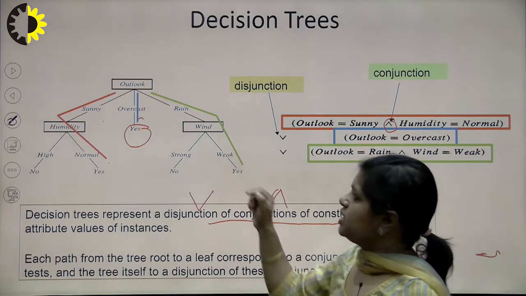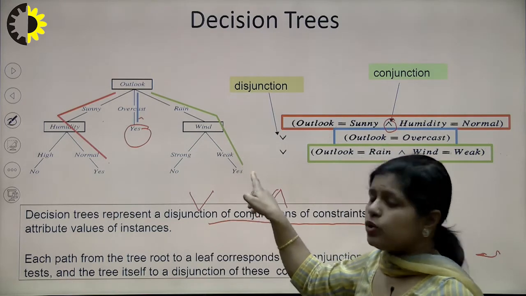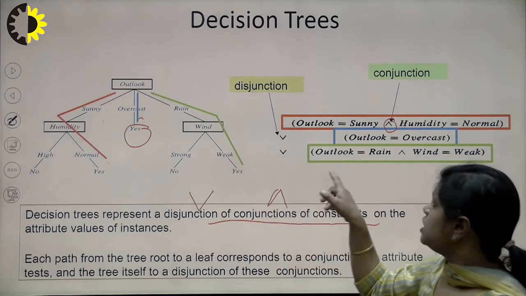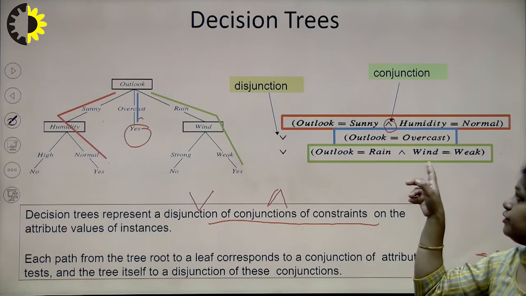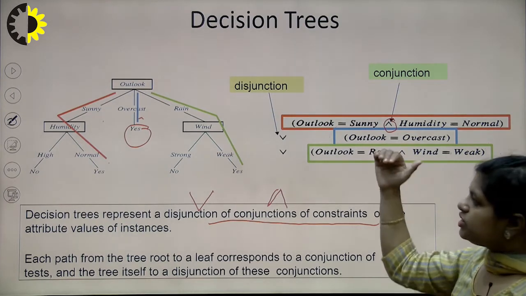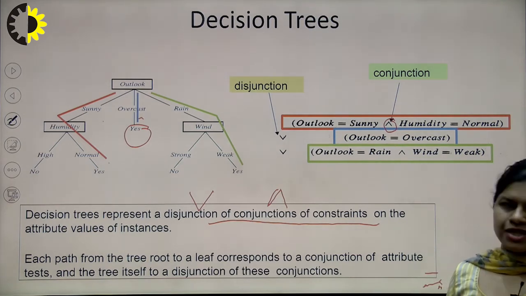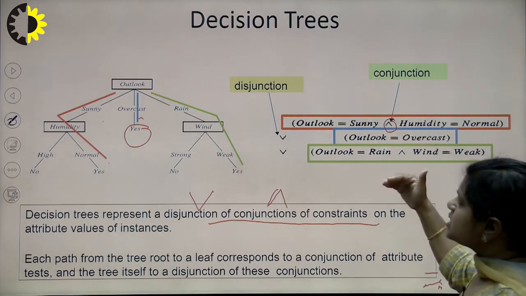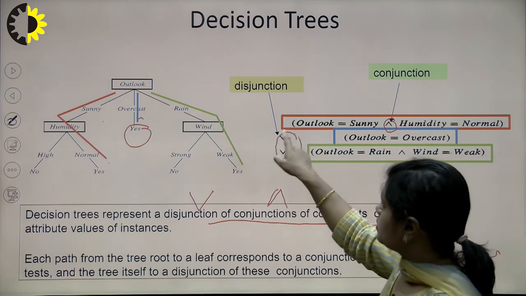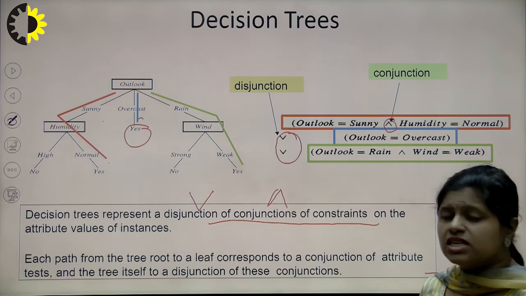Now the third is if outlook equal to rain and wind equal to weak, then we also have the answer yes. So there are three possible conditions in which we can classify the data into the yes class. So these three rules can be ORed.